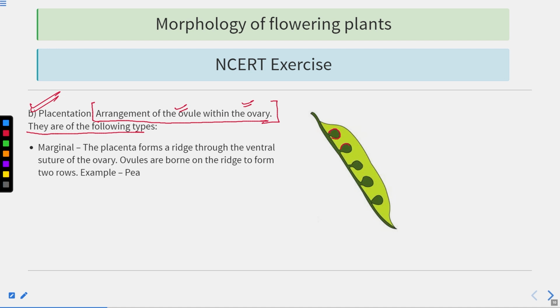So there are different types of placentation. One by one we will see. The first thing is the arrangement of the ovules in the ovary. The first one is the marginal placentation. The placenta forms a ridge along the ventral suture of the ovary. You can see this is the margin, and these seeds are attached to it. So the margin of this ovary is working as a placenta. Ovules are borne on the ridge to form two rows.